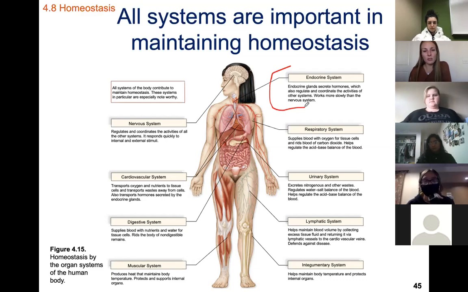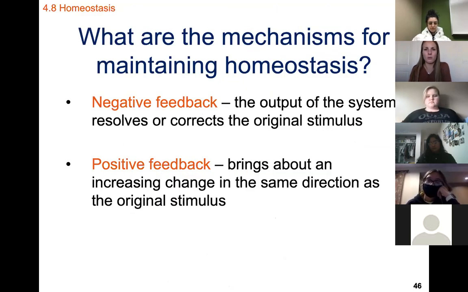The cardiovascular system and nervous system all work together to maintain a constant internal environment for your body. That's what homeostasis means. What are the mechanisms for maintaining homeostasis? We've got positive and negative feedback. All right, got a couple more slides here, so stay with me.